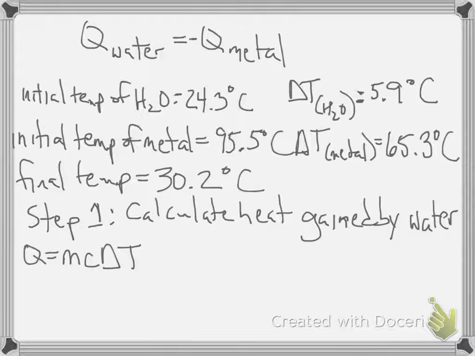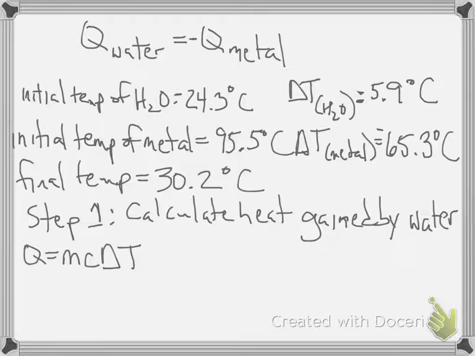And so I went ahead, because I know I'm going to need them in the specific heat equations to follow, and calculated delta T, the change in temperature, and you'll remember that we calculate that by taking the final temperature and subtracting the initial temperature. And so for water, the temperature rose by 5.9 degrees Celsius.